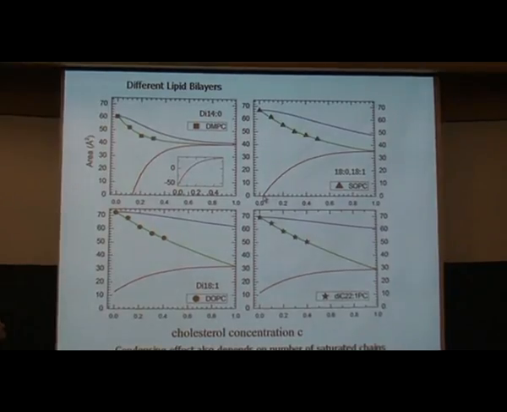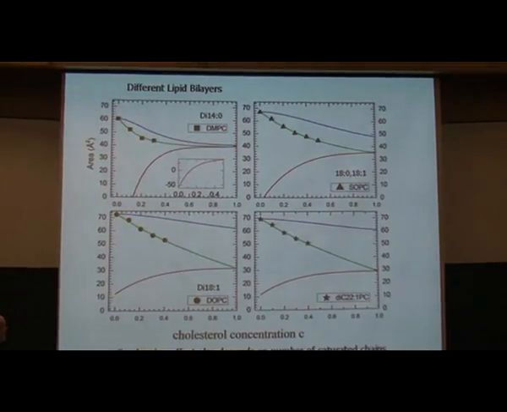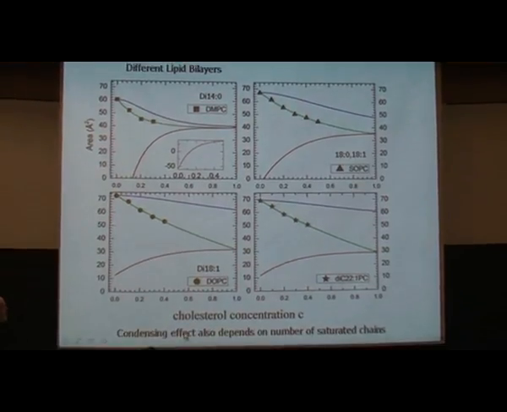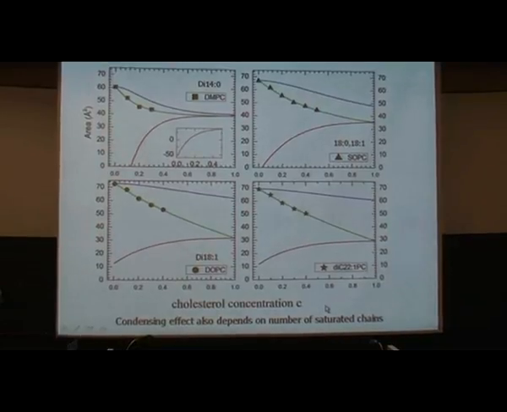And it became slightly negative. It has one unsaturated chain. This has no unsaturated chains, and it becomes strongly negative, whereas the two that I have with one unsaturated bond on each chain don't go negative. There is a condensing effect, but it isn't as strong. So again, the same motif, the same theme. Condensing effect also depends on the number of saturated chains.